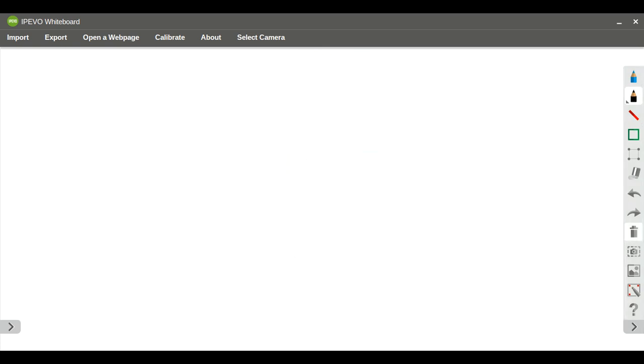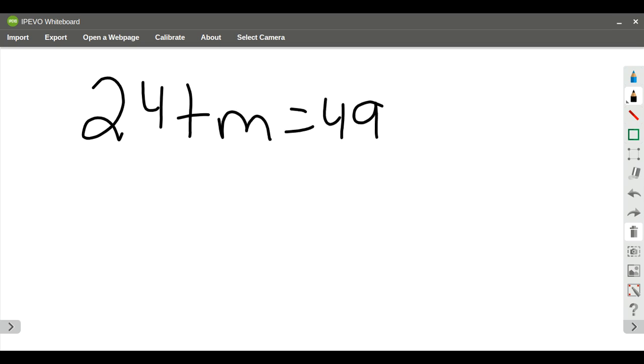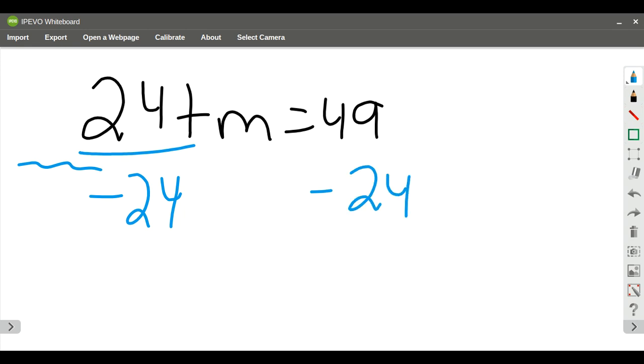So if I take a look over on number 3, I have 24 added to m equals 49. So the first thing I'm going to do is look and see what operation I'm doing. Oh, I'm doing addition. So because I'm doing addition, I want to get the variable by itself. So I'm going to subtract 24 from this side. And then my property of equality says that if I'm subtracting 24 from this side of the equation, then I need to subtract 24 from the right side of the equation. And by doing that, I keep my equation balanced.